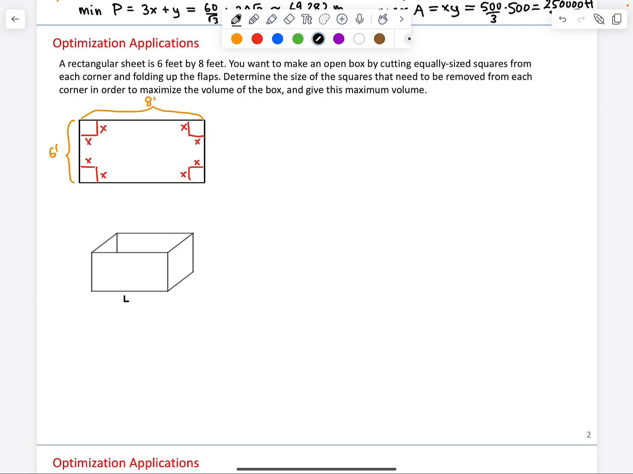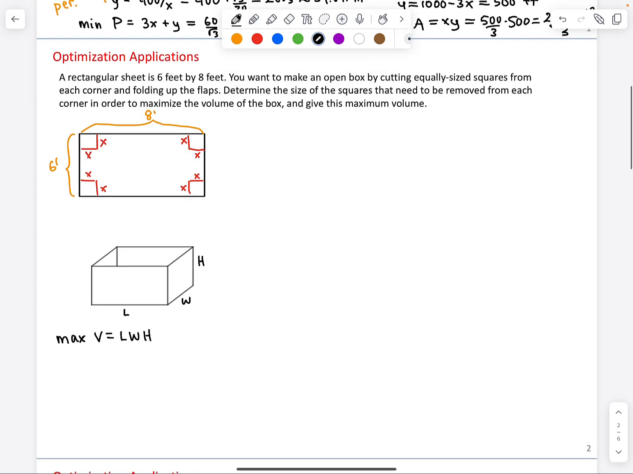Often we label the dimensions of a rectangular box as length and width for the base and then a height. And given this labeling, the volume would be the product of these 3 dimensions. We have a quantity, the volume, which we want to maximize. Step 3 will be to express volume as a function of only one variable, and that variable I will be using will wind up being x.